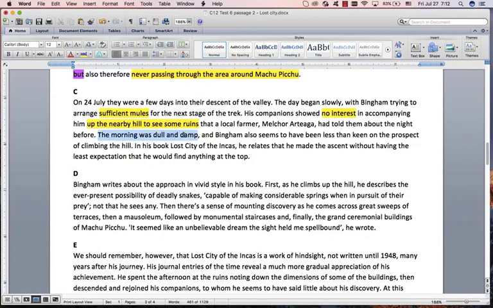The morning was dull and damp, really supporting. Bingham seems to have been less than keen on the prospect of climbing the hill. Again, we see the hill. In this book, we don't need it. He made the ascent. Ascent means climbing up without having any expectations. So this is getting a little bit more difficult.